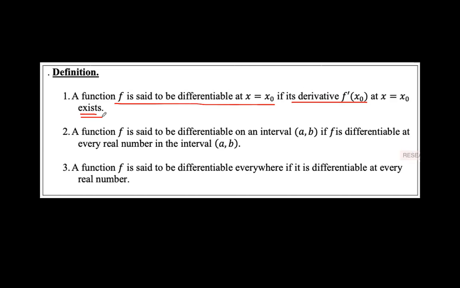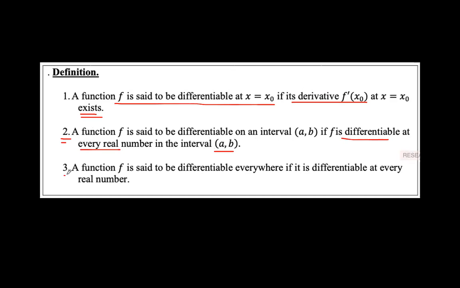And how do we know that the derivative exists? We're going to explain that on the next slide. But before that, let's consider definition number 2. A function f is said to be differentiable on an open interval (a, b) if f is differentiable at every real number in the given open interval (a, b).